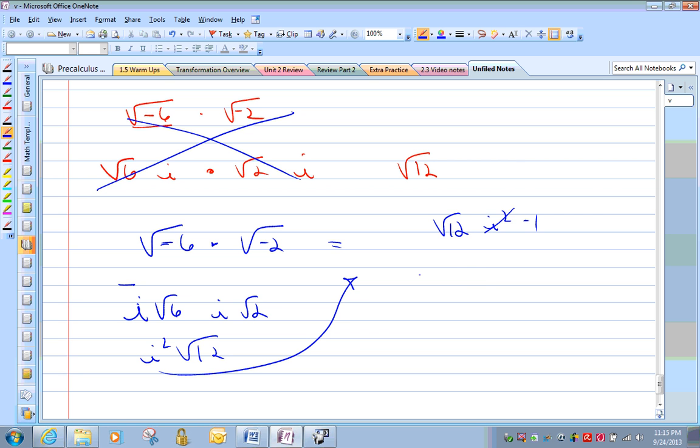So we really have a negative square root of 12, which we're going to simplify. 12 divided by 2 is 6, divided by 2 is 3. We have a pair that comes out, 3 stays home. So negative 2 square roots of 3.